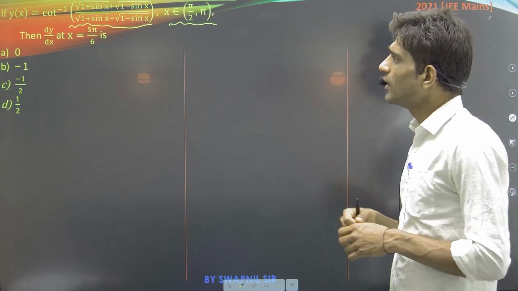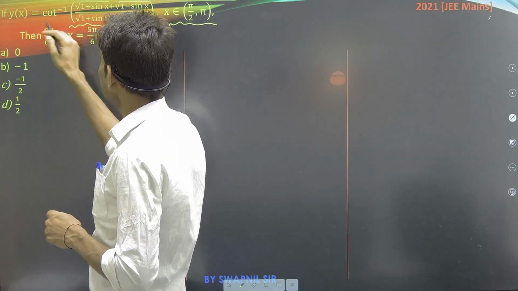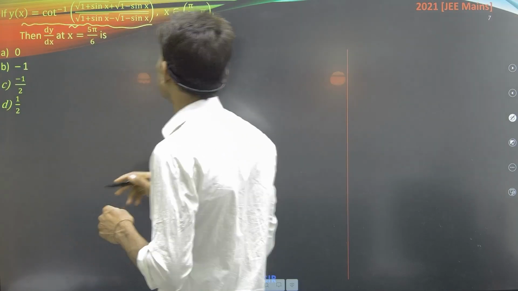Now first of all, let's go for finding the differentiation. Let's find the simplified form of our given function.